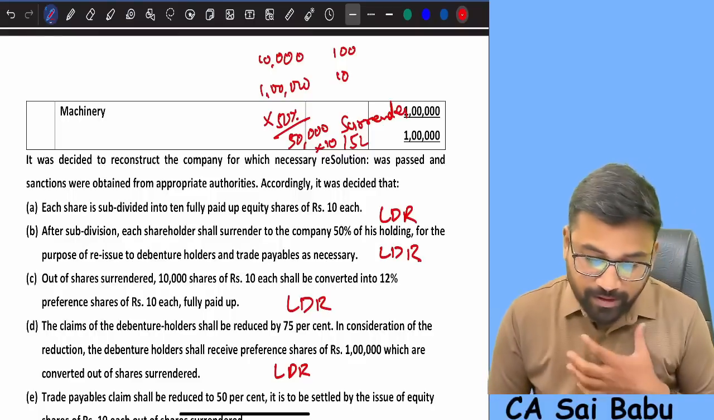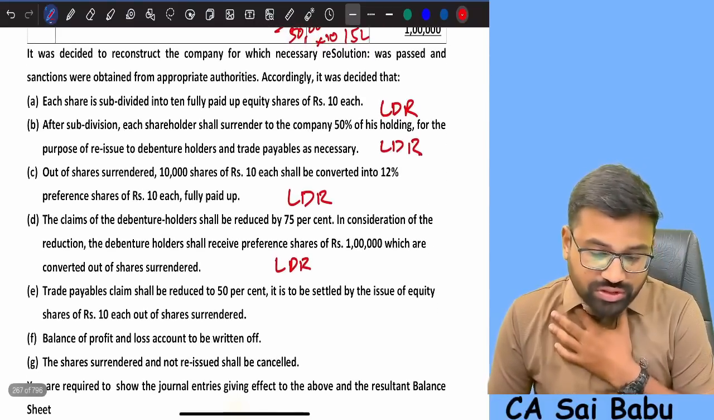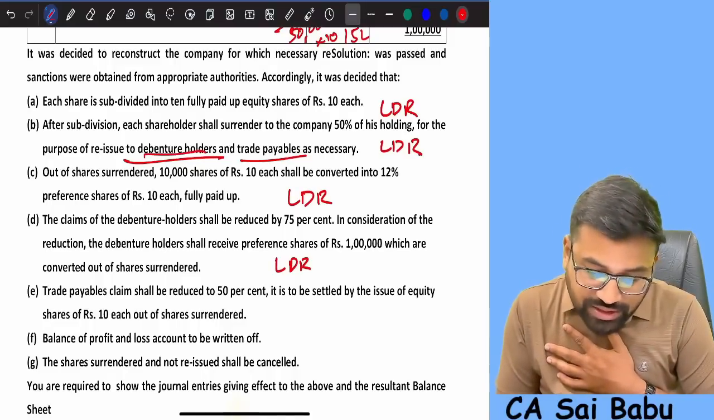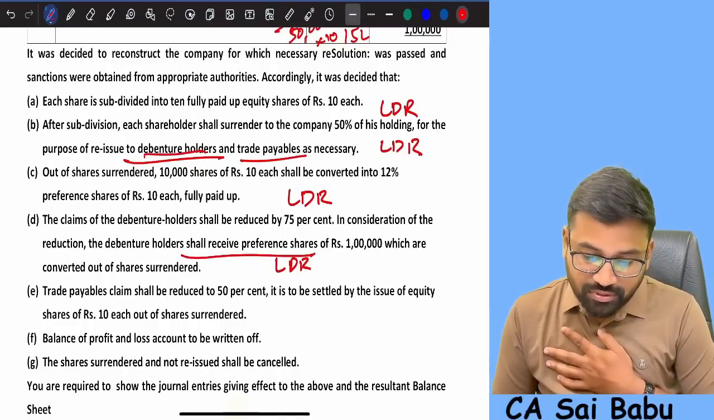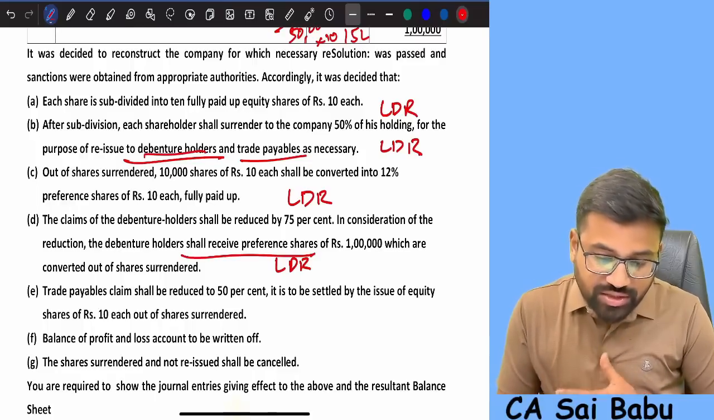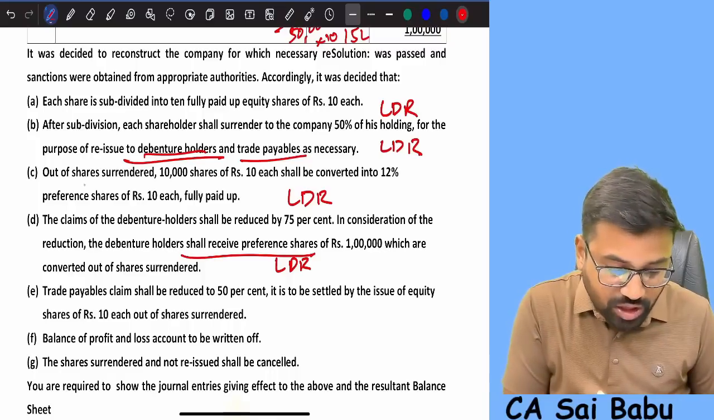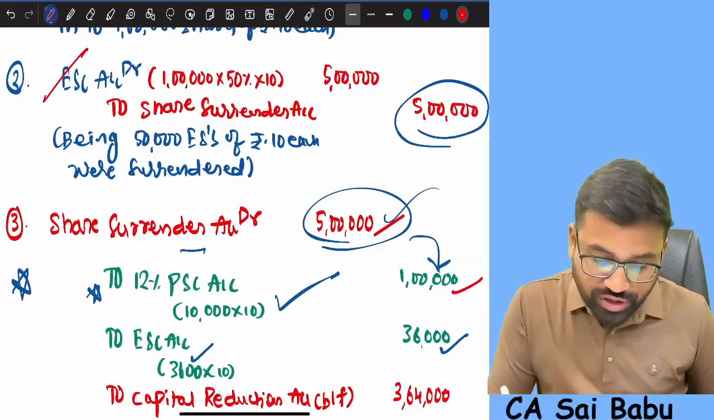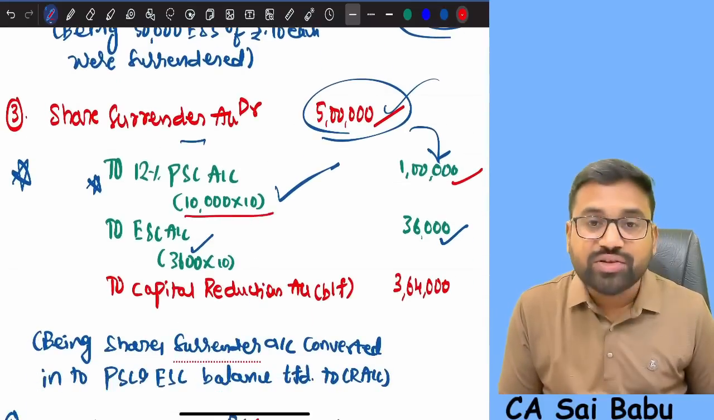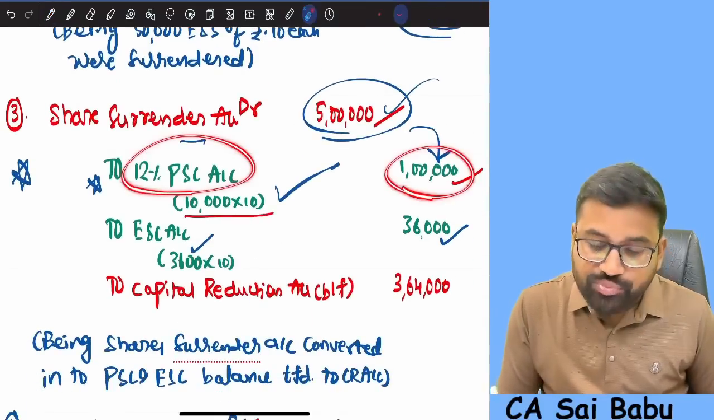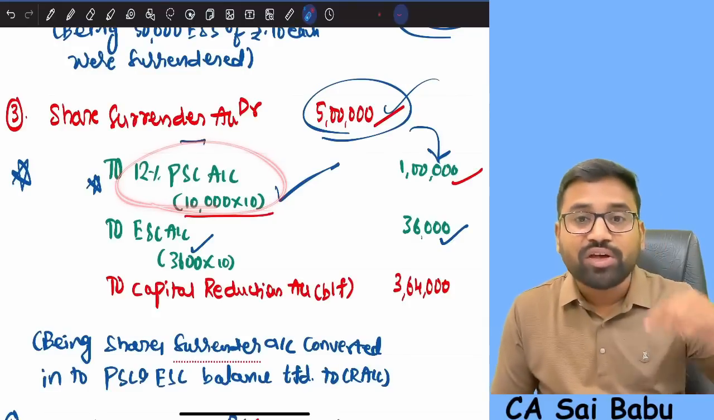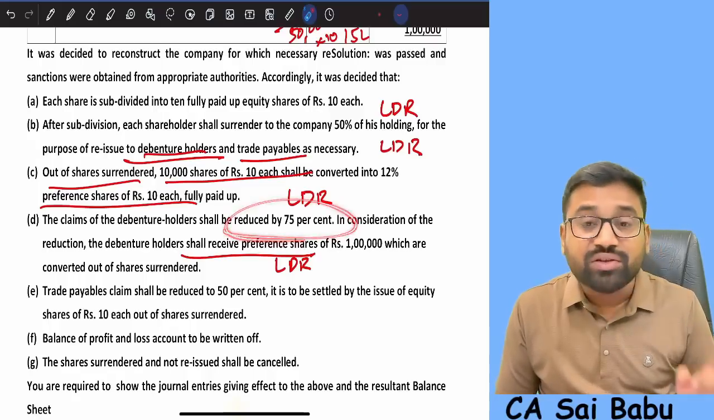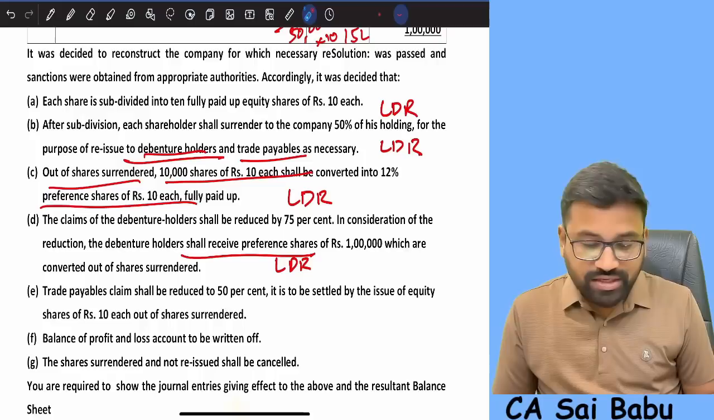Now see what happens. This share surrender is utilized to settle two things. One is debenture holders, another one is trade payables. Now debenture holders will take what? Preference shares. How many preference shares will we convert from share surrender? Out of the share surrendered, 10,000 shares of 10 each shall be converted into 12% preference shares. So from share surrender account, 10,000 shares of 10 are converted into 12% preference share capital, 1 lakh. This preference share capital we are going to issue to debenture holders. Now, debenture holders are ready to sacrifice 75% of the claims after taking these preference shares.